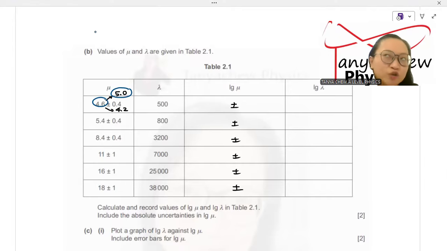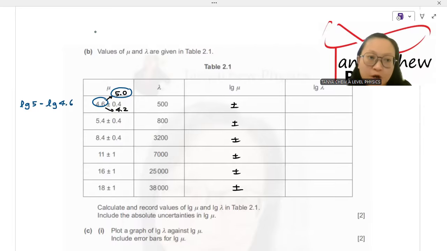So I'm going to use that to find my absolute uncertainty of log mu. How do I do that? Since this is about log, I'm going to use the log larger value, which is 5, minus the log average value, which is 4.6. Now I'm going to do that, log 5 minus log 4.6. And I am going to round it off to only one significant figure, which is 0.04.